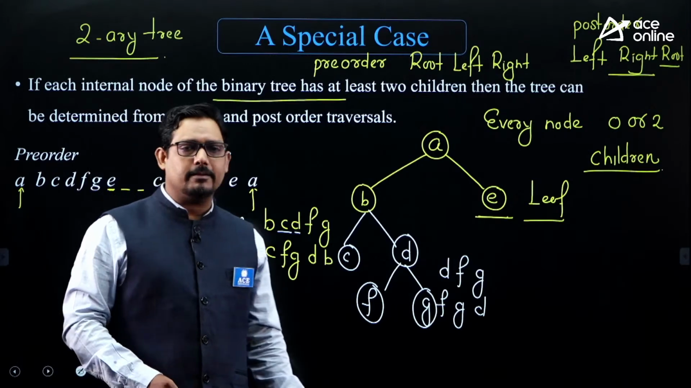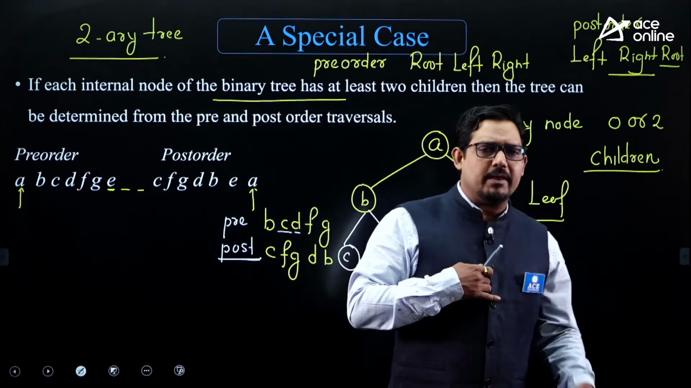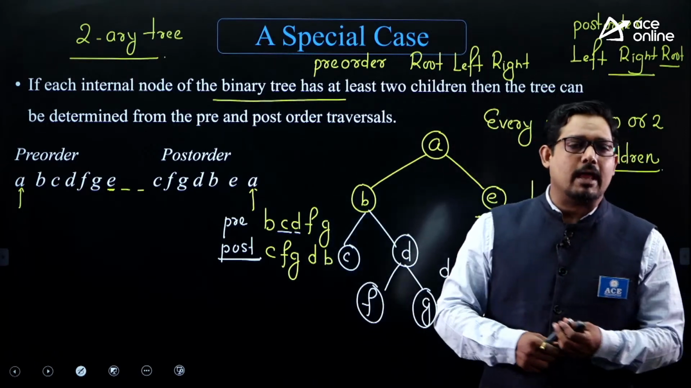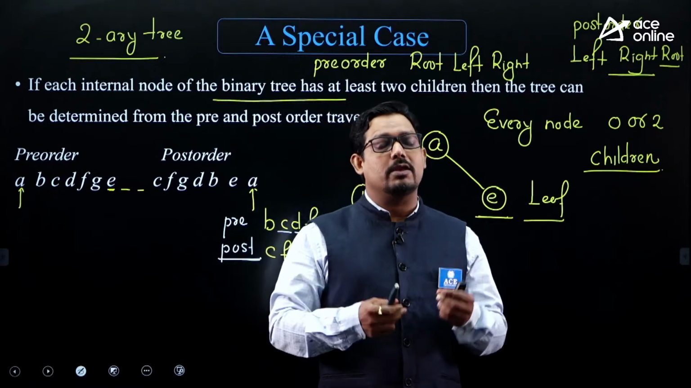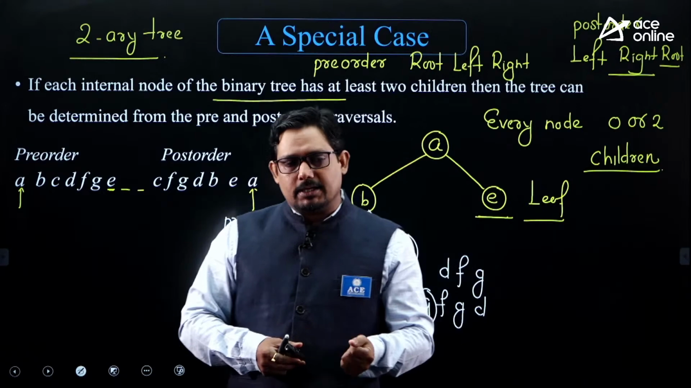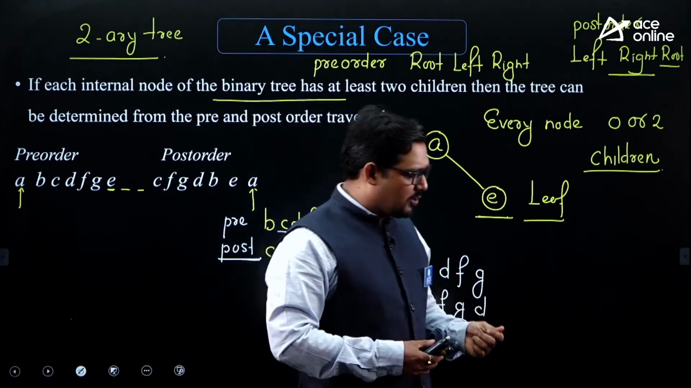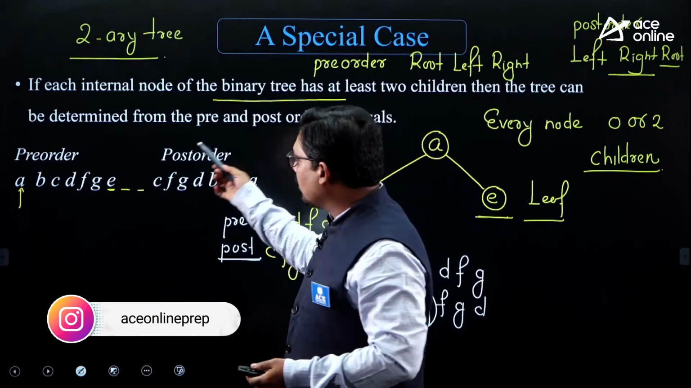And I carry forward D, F, G and F, G and D. Whatever statement I am saying, if it is not making sense, try to watch it again and see how we can conclude in a tree that a given node may be a leaf node. So that is the concept related to the special case where we can reconstruct the tree using pre-order and post-order.